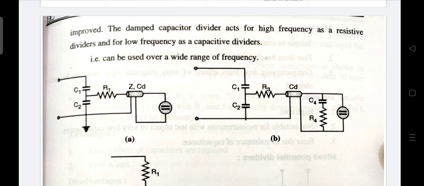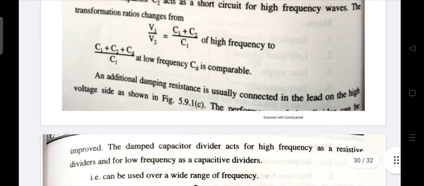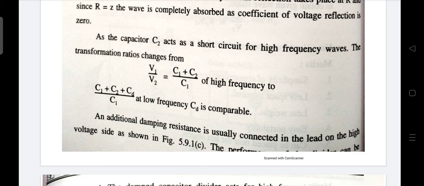The reflected wave charges the cable to its final voltage magnitude and is absorbed by resistor R. So the reflection takes place at R, and since R equals small z, the wave is completely absorbed, as the voltage reflection coefficient is 0. As the capacitor C2 acts as a short circuit for high frequency waves, the transformation ratio changes from V1 by V2 equal to (C1 plus C2) divided by C1 at low frequency, to (C1 plus C2 plus CD) divided by C1 at high frequency. At low frequency, CD is comparable.